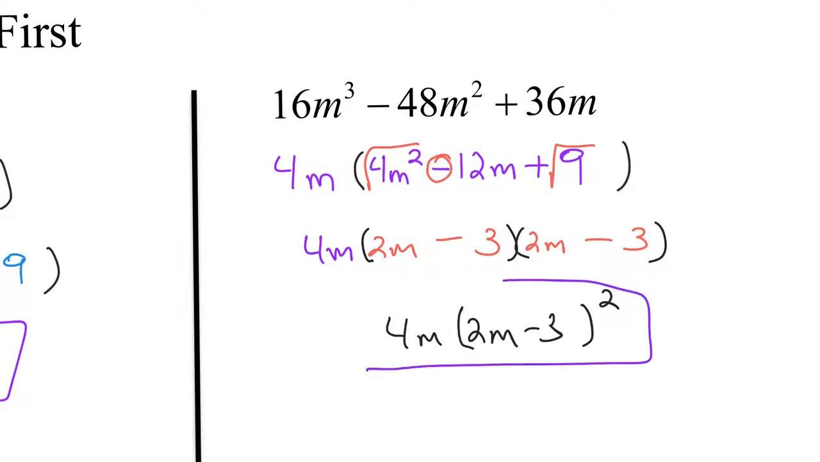Now remember, if you can factor out a GCF, go ahead and do that. It's going to make your life a lot easier, and that's factoring. You always start with the GCF and then you factor the trinomial, or if you have a different polynomial, you try to factor the polynomial.